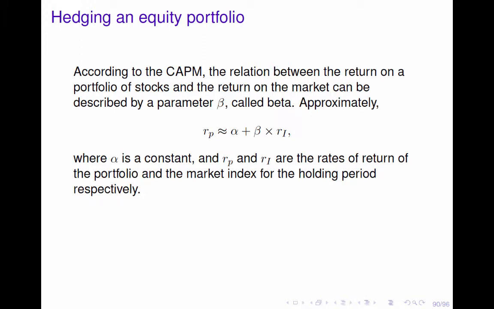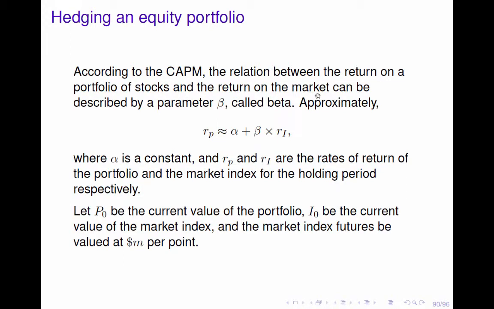With the basic understanding of the stock index futures, now let's talk about how they could be used for hedging an equity portfolio. According to the capital asset pricing model, the relation between the return on the portfolio of stocks and the return on the market can be described by a parameter beta. That is, the rate of return of the portfolio is approximately equal to some constant alpha plus beta times the rate of return of the market index. Note that both rates of return refer to that of the holding period.